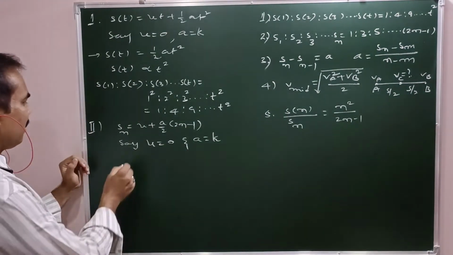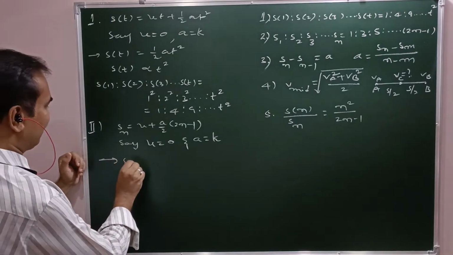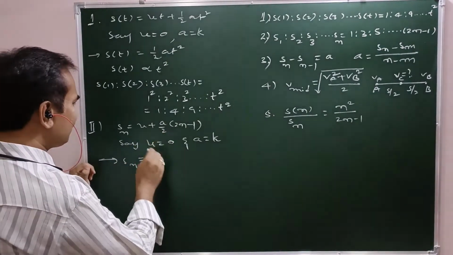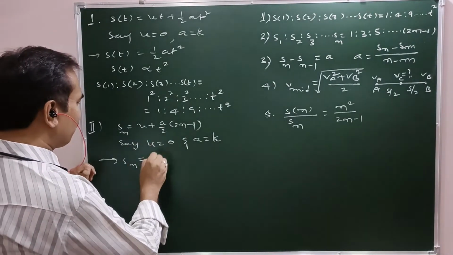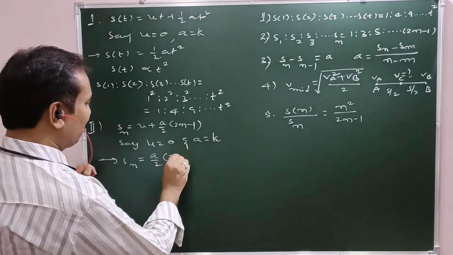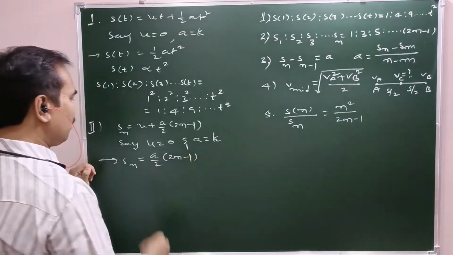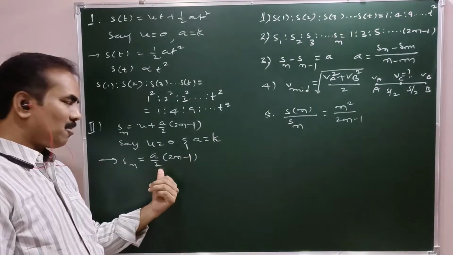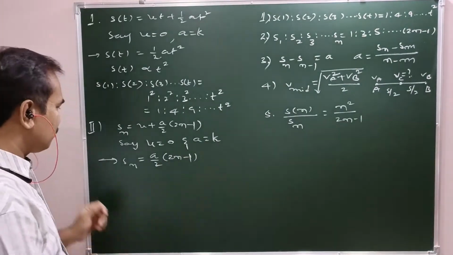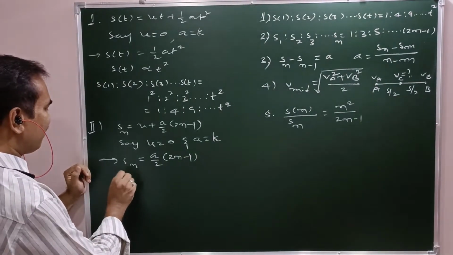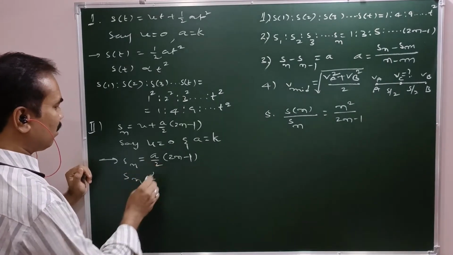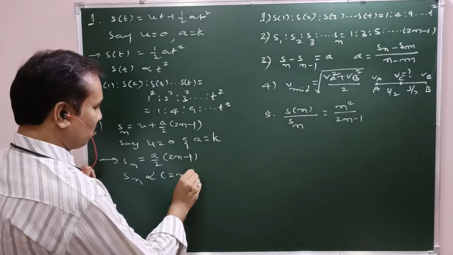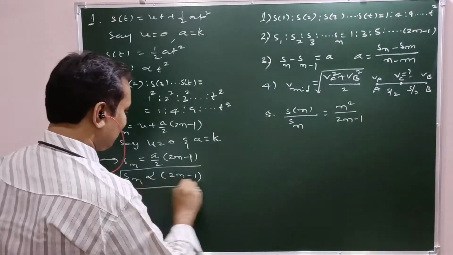Right. Now, therefore S suffix n, the distance covered in a particular nth second, is given by, what is the answer? u is 0, so we are left with a by 2 into 2n minus 1. Again, a is constant, 2 also constant, a by 2 once again constant. So therefore, S suffix n is proportional to, removing this constant term a by 2, we are left with 2n minus 1.